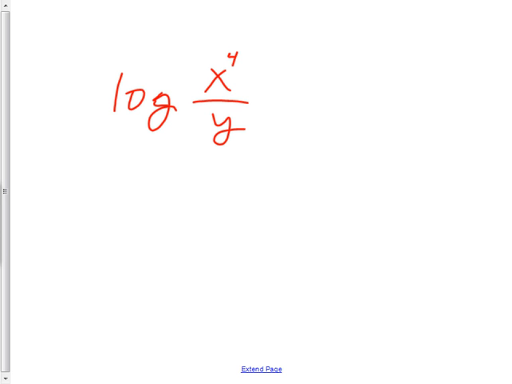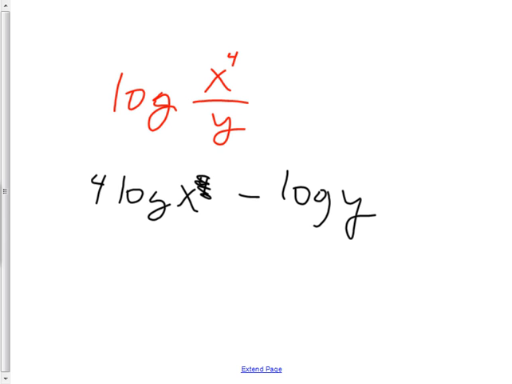All right, this should have been log X to the 4th minus log Y. Except you could make that even better, couldn't you? What could I fix? Yes? Yes, you should put the 4 out front. Otherwise, you did not expand it all the way.